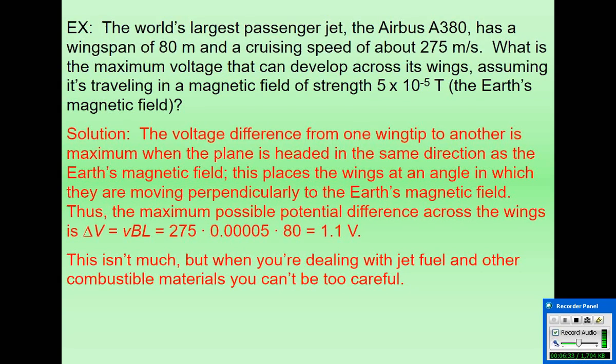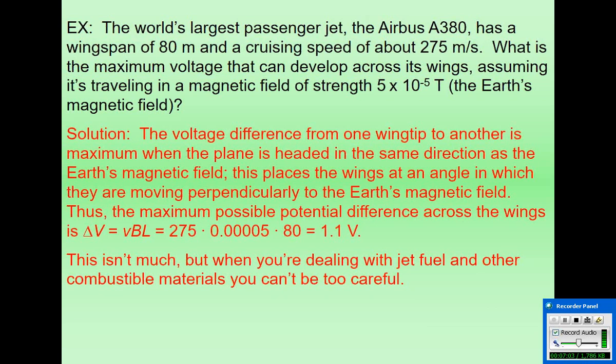We're going to use the Airbus A380, which has a wingspan of 80 meters. Call that like 250 feet. That's most of a football field. And let's say it has a cruising speed of 275 meters per second. And let's say it's traveling in the Earth's magnetic field, where the strength is 5 times 10 to the negative 5 Tesla. And the question is, what's the maximum voltage that can develop?